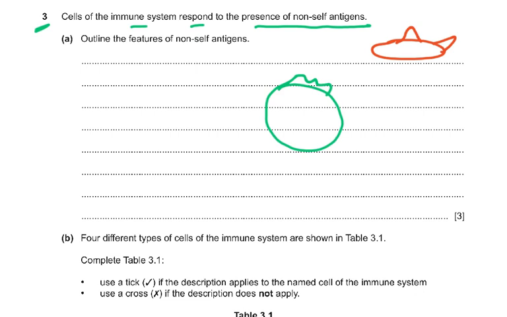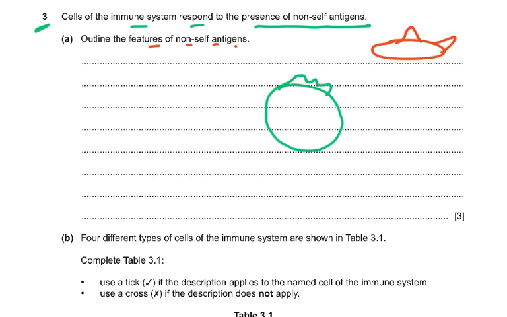So outline the features of the non-self antigens. Number 1, they're usually proteins or glycoproteins. Number 2, they stimulate an immune response. They are recognized by, or activate, the immune system cells like the phagocytes or the B and T lymphocytes. Then they cause production of antibodies, and the plasma cells will release the antibodies.